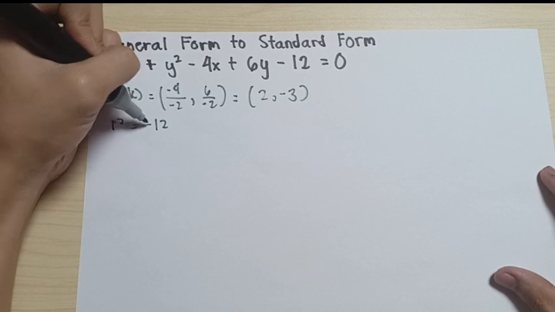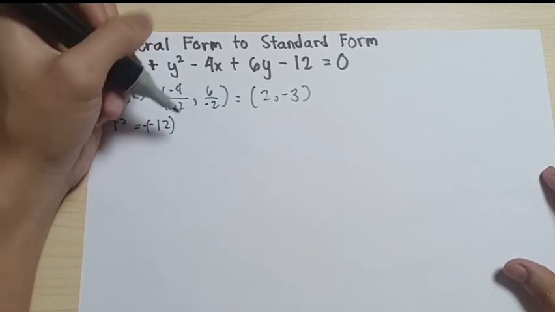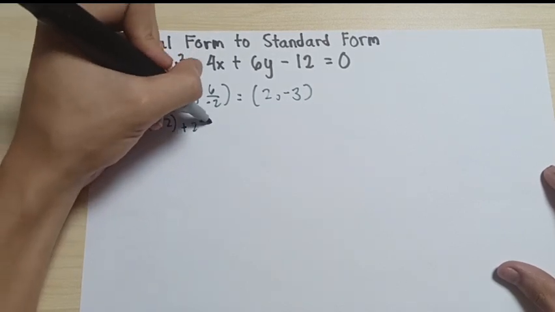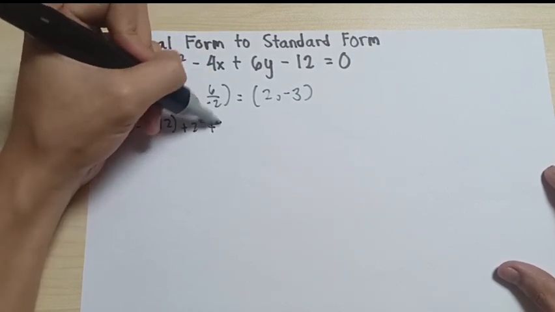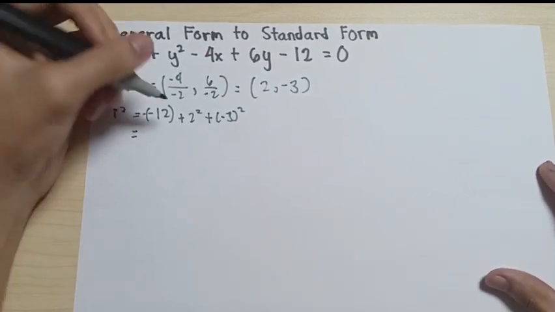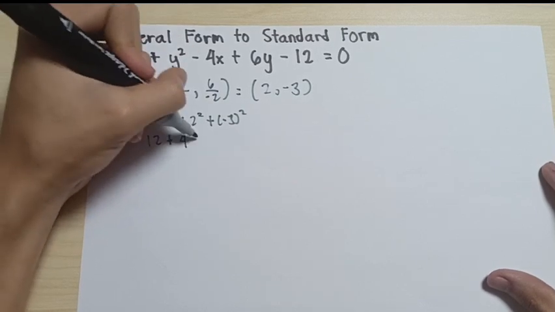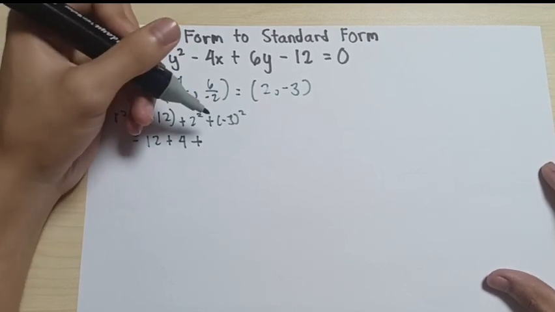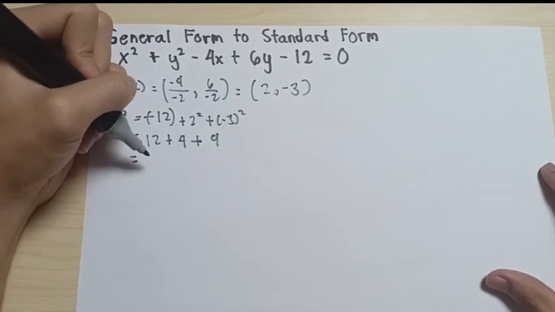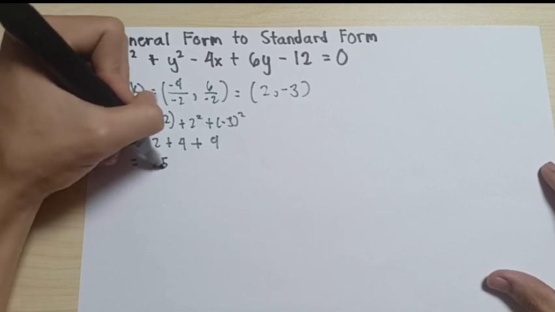Now we would get the radius by negative 12. Since it is negative of a negative, we put it in parentheses. So, plus 2 squared plus parenthesis negative 3 squared. And then, 12 plus 4 plus 3 times 3, 9. Our answer would be, what? There, 25.